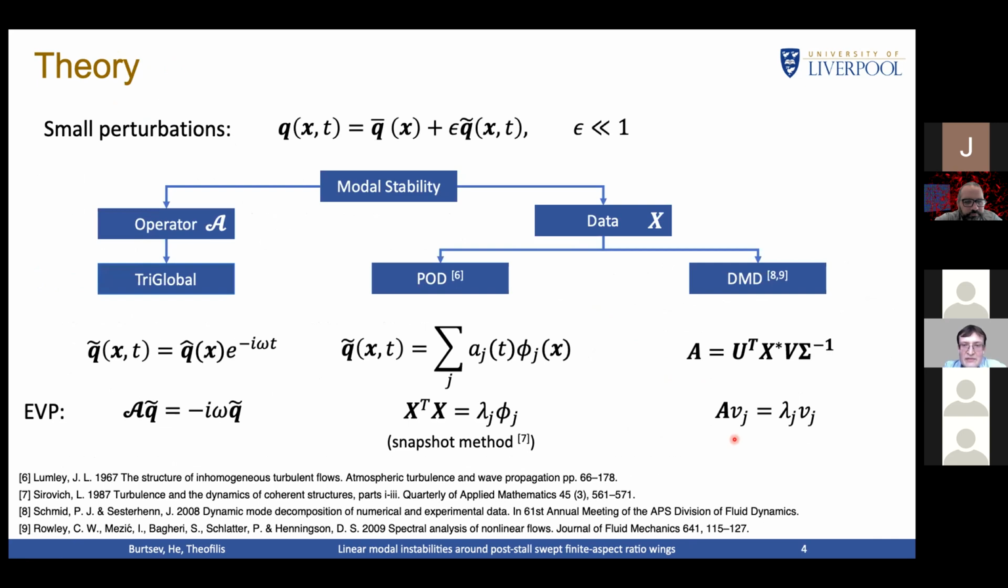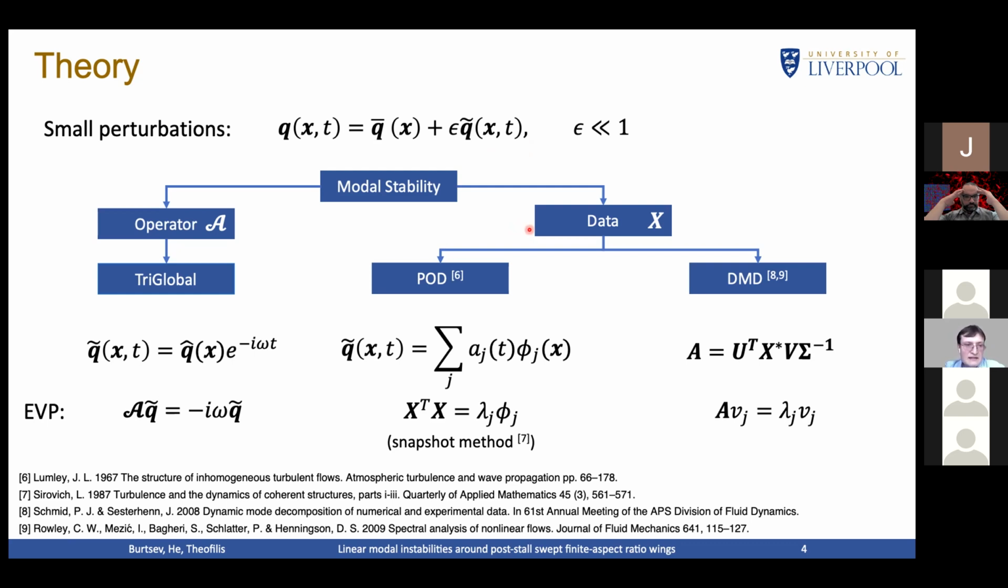So linear stability theory decomposes the flow onto a base flow Q bar and a small perturbation Q tilde. And the base flow is laminar, steady or unsteady, depending on the geometry and Reynolds number. And by methodology, we can divide the analysis into operator or data-driven. Operator-driven approaches involve linearizing the equations of motion and then choosing a suitable model ansatz for the perturbation.